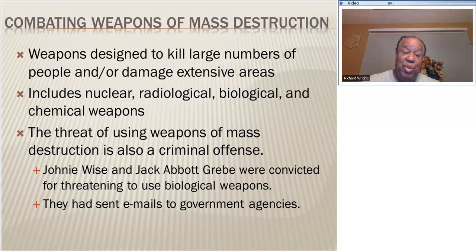I was talking about much worse during the Vietnam War with the Agent Orange and all of these other kinds of things. Anyway, the threat of using weapons of mass destruction is a criminal offense. The only problem is that if mass destruction weapons are used, it kills so many or hurts so many people that it's hard, and even the people who do it, they have almost like a kamikaze mentality.